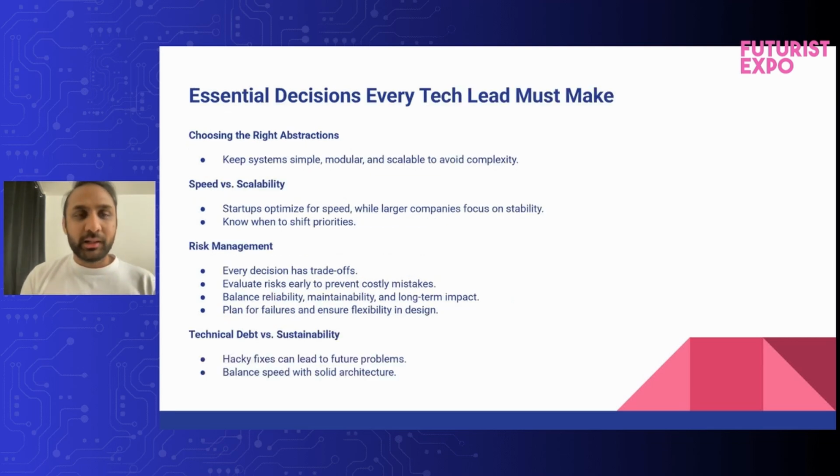What are the key decisions that every tech lead should make? First of all, the right abstractions. Make sure your system is very simple, modular, and scalable.